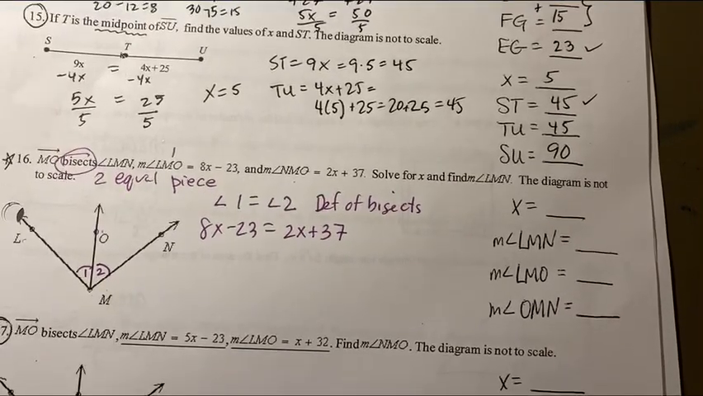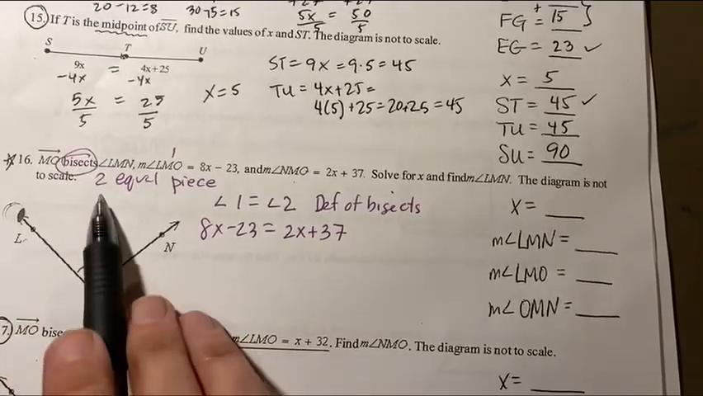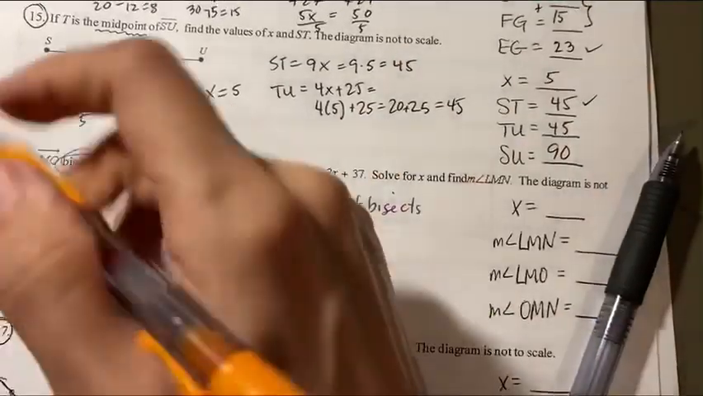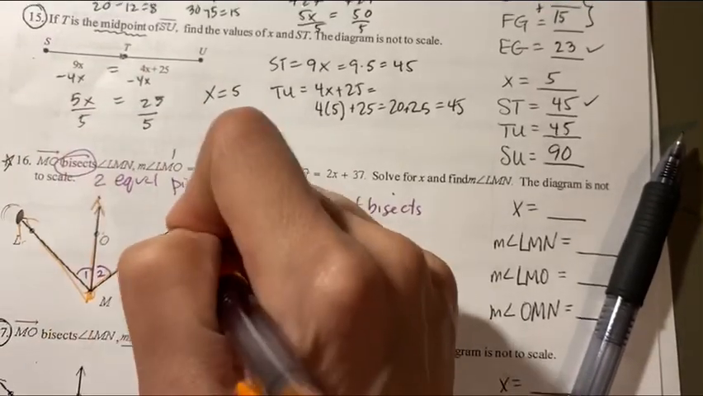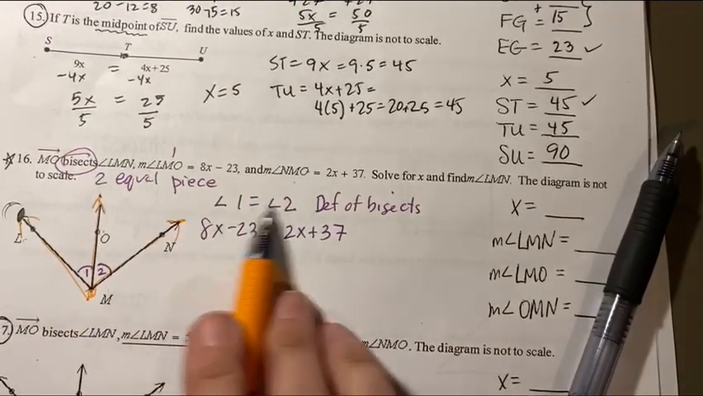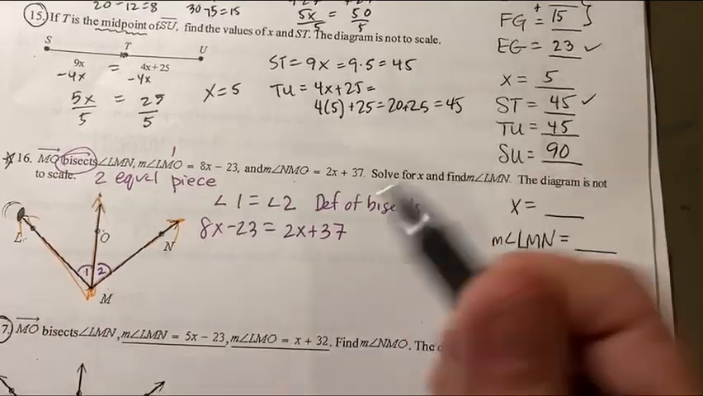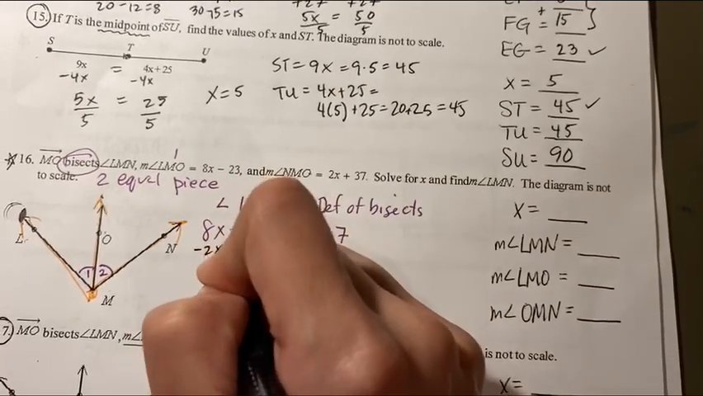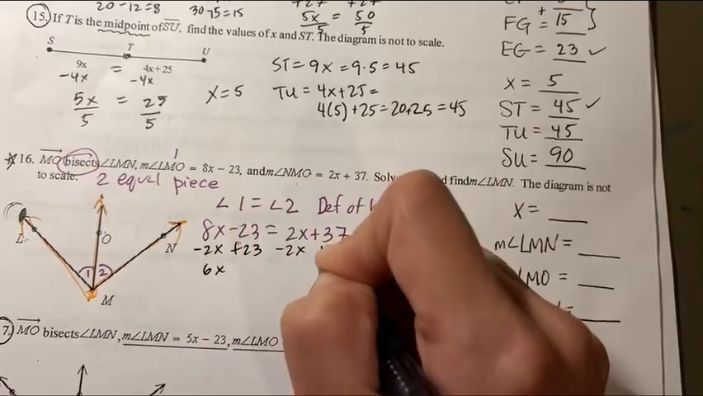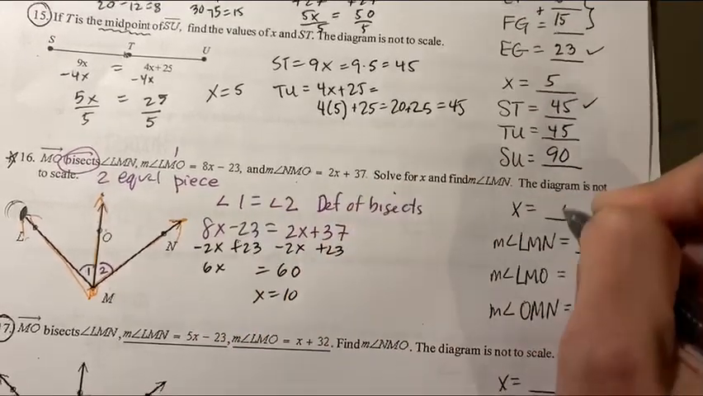16. I think we did this one in class, depending on which class it is. This word bisect means this ray right here cut that angle in half. So this whole angle here, whatever it was, got cut in half. So angle 1 and angle 2 are equal to each other because that's what bisect means. So let's set them equal, and let's see what happens when we solve it. All right, so we get x is 10.